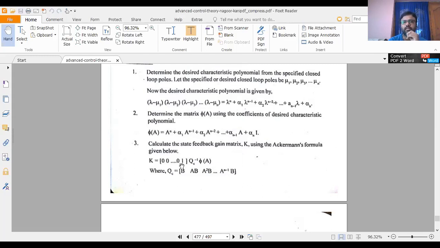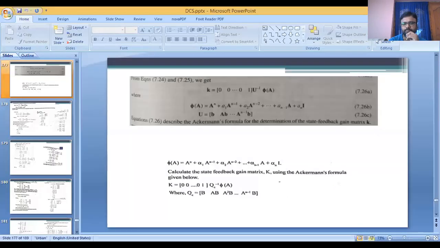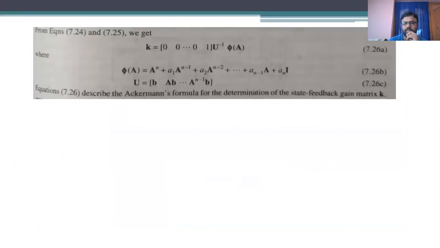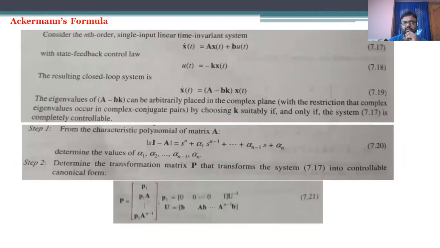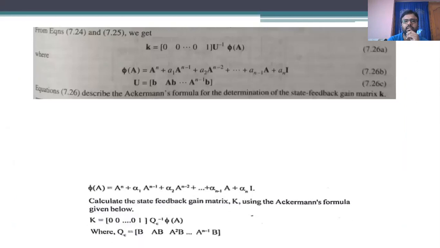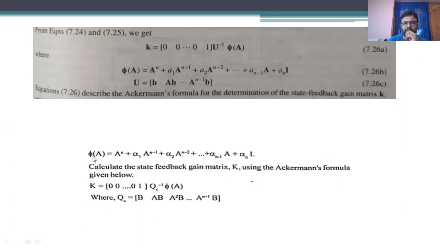Now we are going into the problems of state feedback gain matrix. In the previous class, we discussed the necessary and sufficient conditions regarding Ackermann's formula. This is the basic expression used for the calculation of the state feedback gain matrix using Ackermann's formula, where K is 0, 0, 0, and so on up to 1, into QC inverse, into phi of A.